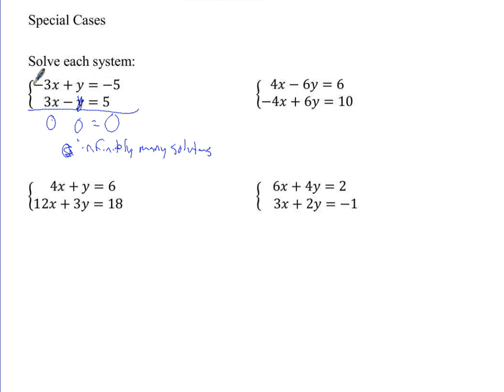This equation right here, if I multiply the top equation by -1, I wind up with positive 3x minus y equals positive 5. It's the exact same equation as the bottom equation. So that would mean if I graph them, they would wind up graphing the exact same line, which means that every ordered pair that is a solution for one is a solution for the other. And that's why it's infinitely many solutions. And you do have to write infinitely many solutions.